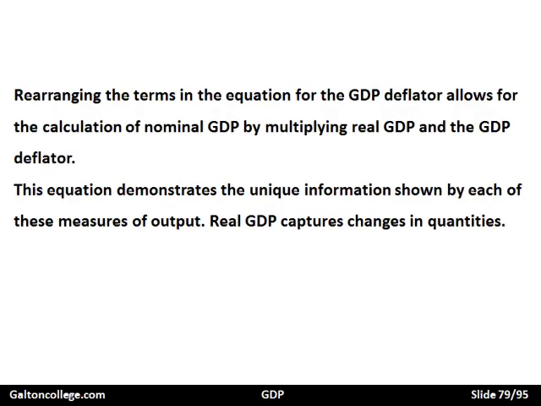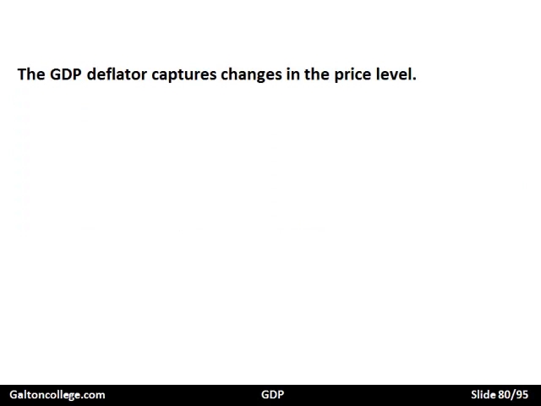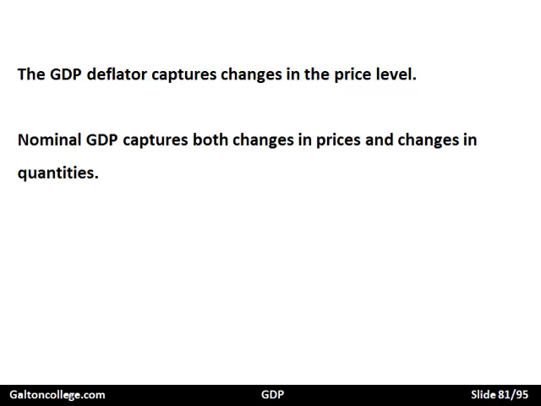This equation demonstrates the unique information shown by each of these measures of output. Real GDP captures changes in quantity. The GDP deflator captures changes in the price level. And nominal GDP captures both changes in prices and changes in quantities. So now we're able to take the figures and work out real GDP, what's happened to output over that period. And we can work out what's happened to prices over the period, and we can work out the nominal one, which is just an aggregate of changes in prices and changes in quantities.